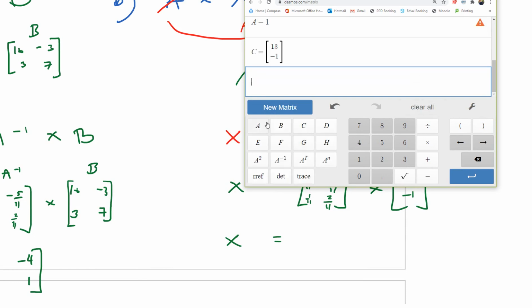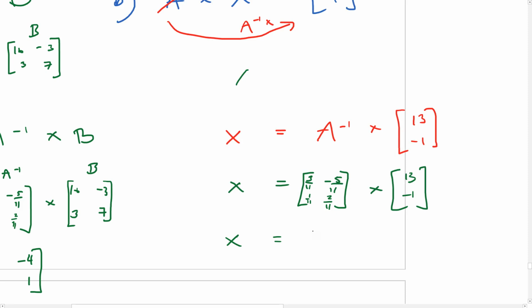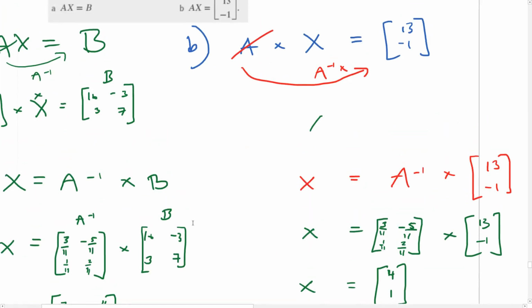So we're going to go A inverse multiplied by matrix C, which is that matrix there. So we get 4 and 1. Therefore, the value of X matrix is 4 and 1. All right, easy. Easy, easy, easy.